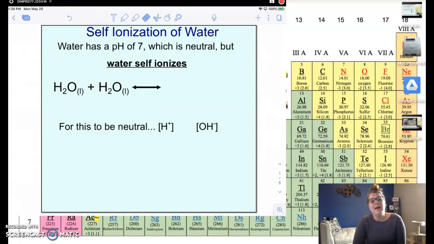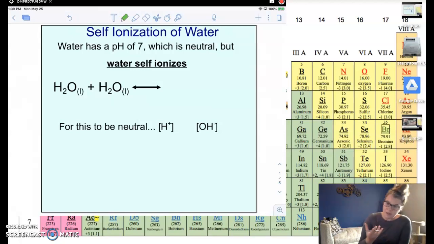But if you remember previously, our definition of an acid is something that produces hydrogen ions, and our definition of a base is something that produces hydroxide ions. So if you think about it, water kind of has both, right? Water has an H and an OH. So water can do this crazy thing, which is called self-ionizing.